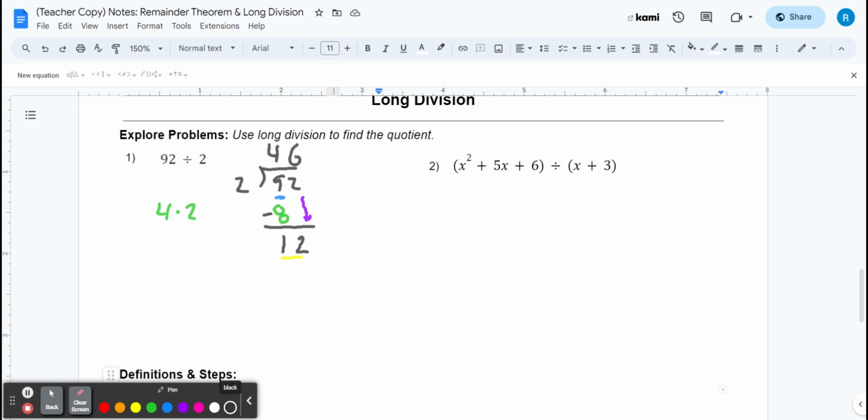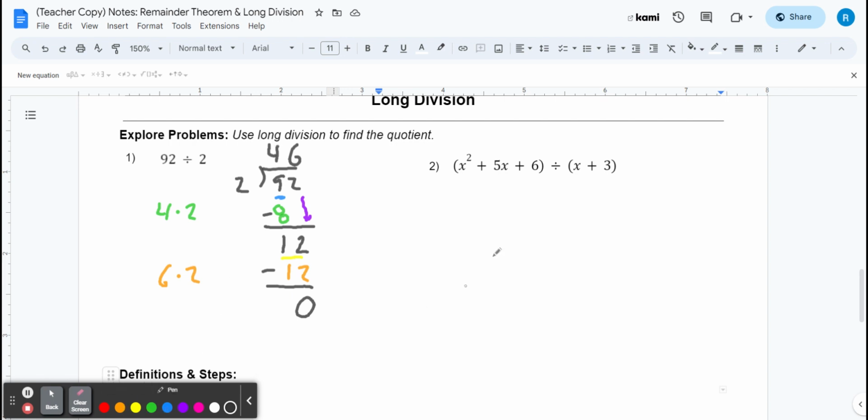We can go ahead and do 6 times 2 to check if we have any remainder. That'll give us 12 as well. If we subtract that out, we get 0. And so there's our answer. 46 is our final answer, and that shows up on top.